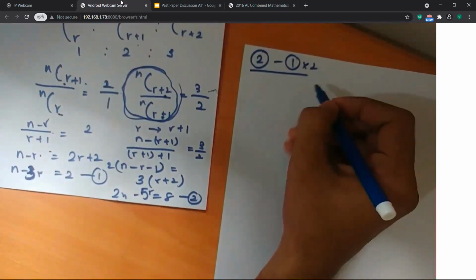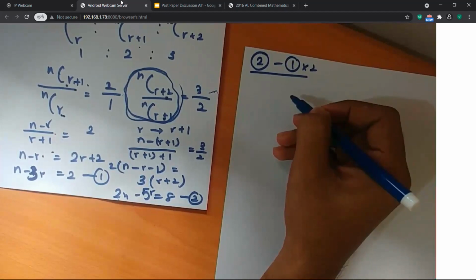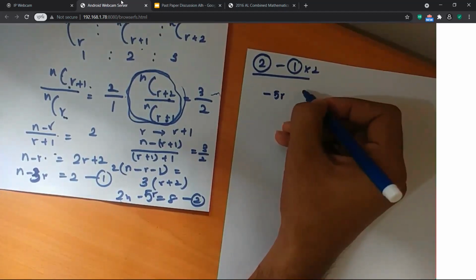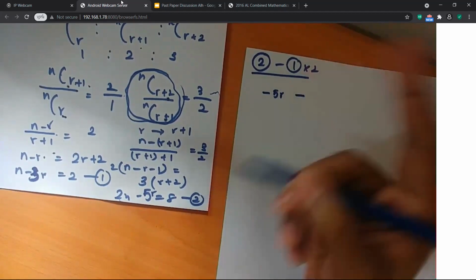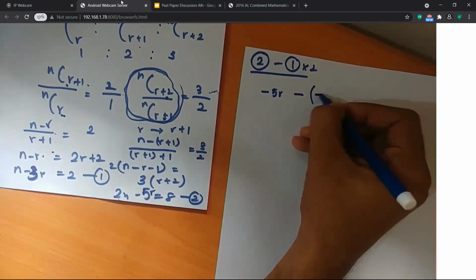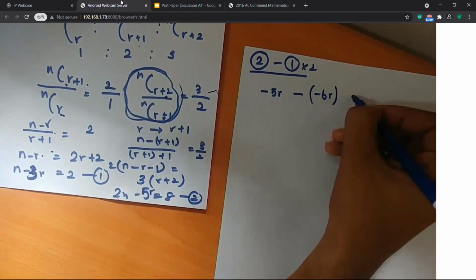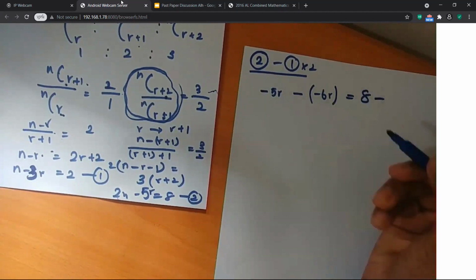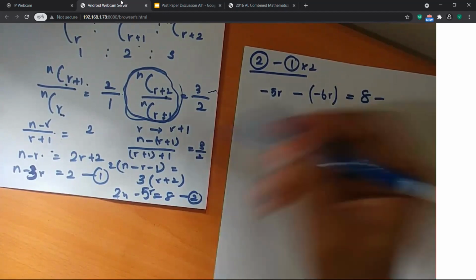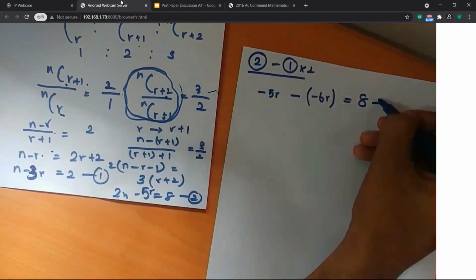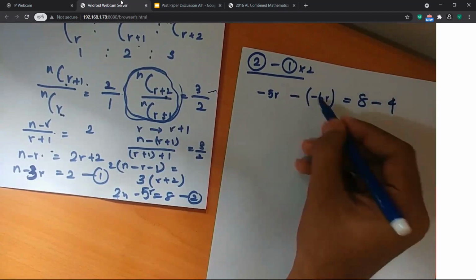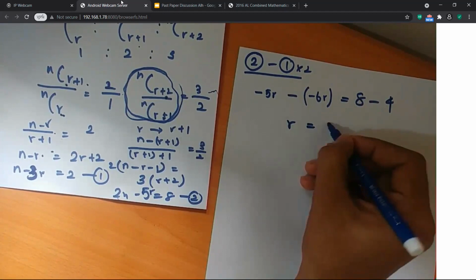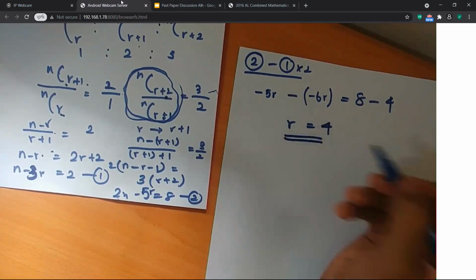So the second equation has minus 5r, minus 3r multiplied by 2 is minus 6r, is equal to, n cancels off, 8 minus 2 times 2. 2 times 2 is 4. So minus minus becomes plus. 6r minus 5r becomes r. 8 minus 4 is 4. So r is equal to 4.